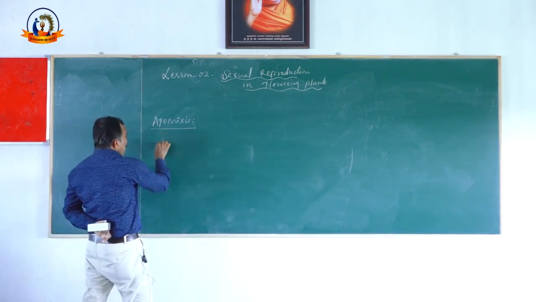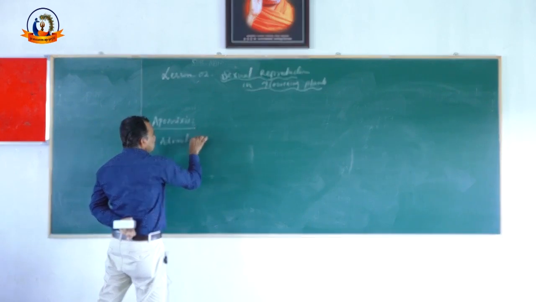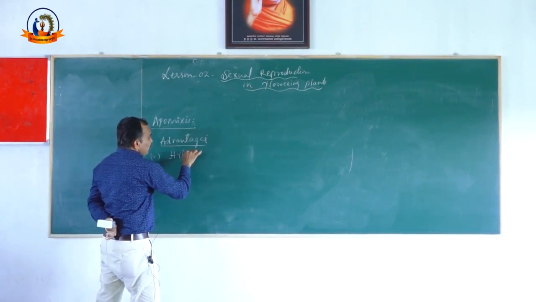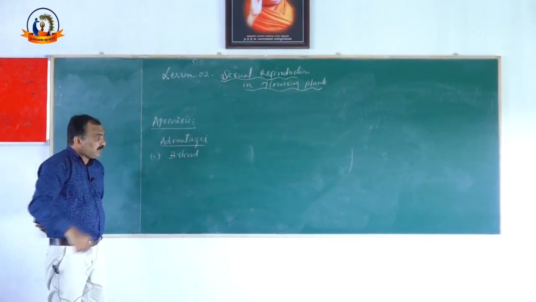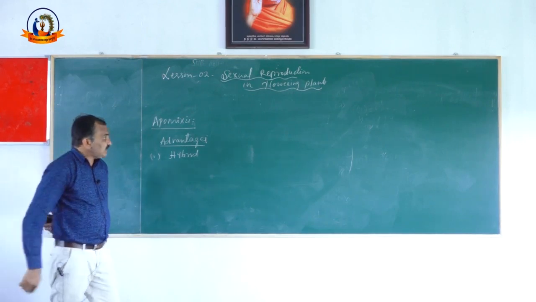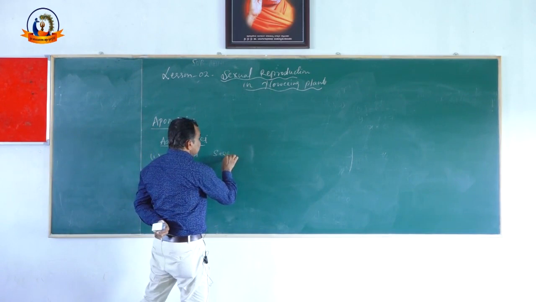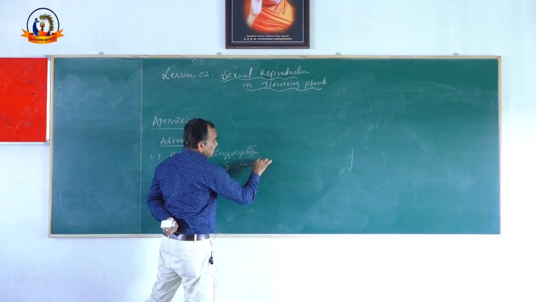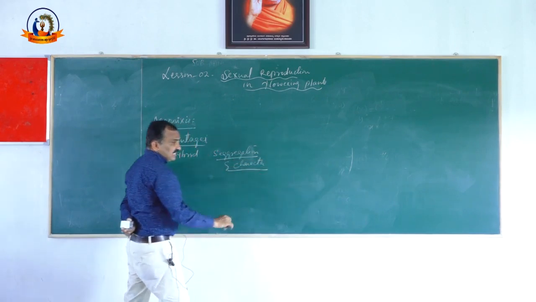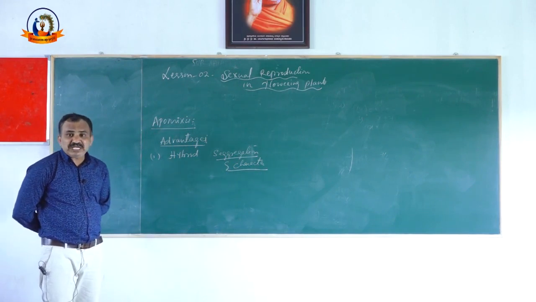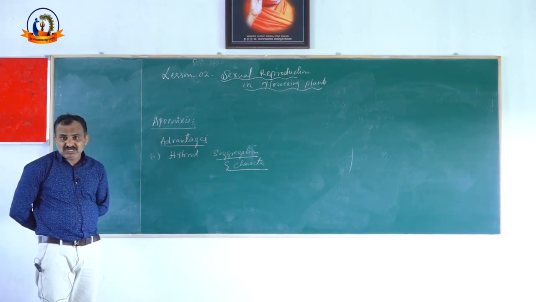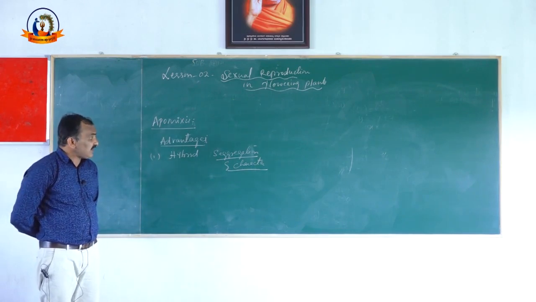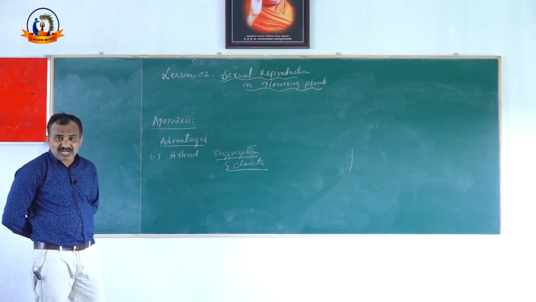What are the advantages of apomixis? The first advantage is, if hybrid seed is made apomictic, there is no segregation of characters. Generally, segregation or separation of characters occurs only during sexual reproduction. When can you expect segregation of characters? Segregation of characters occurs when there is sexual reproduction.